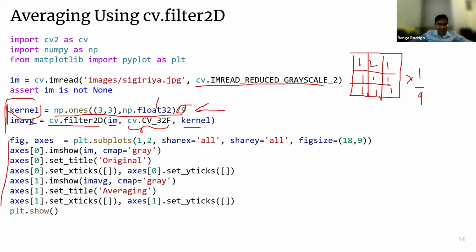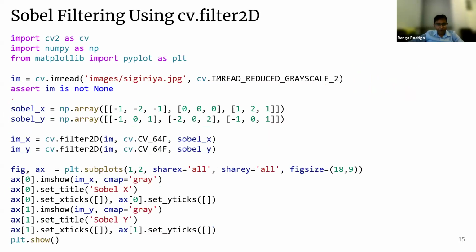Once again, displaying the original image and the filter is quite easy. Also, if you want to run the Sobel filters, you can see Sobel X and Sobel Y have been defined. Now, if you look at this kernel, you can see the first row is -1, -2, and -1, and the middle row is 0, 0, 0, and the last row is 1, 2, 1. So this is exactly what we had in the previous slide.